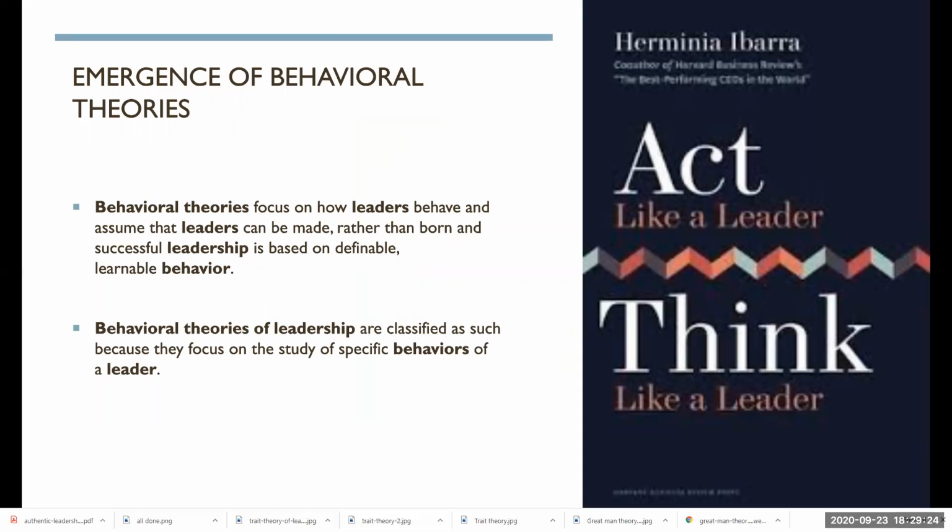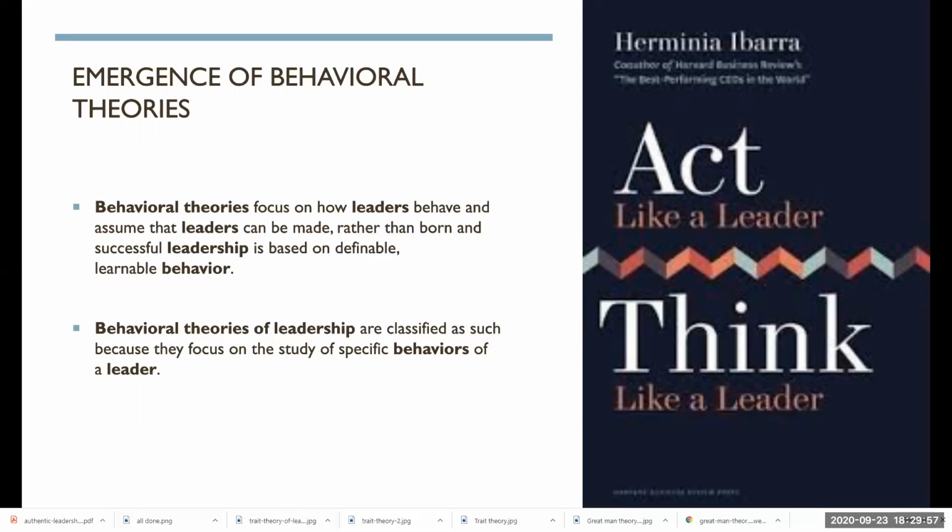Next came a school of thought around behavioral theories, okay? Behavioral theories focus on how leaders behave rather than on specific traits that they have. One of the core differences between the behavioral theories and the trait and great man theories is that behavioral theories contended that you can actually learn. You can change your behavior. You can engage in different types of behaviors. Leaders can be made rather than born. And this is a pretty pivotal change, right? Because before it was pretty black and white.